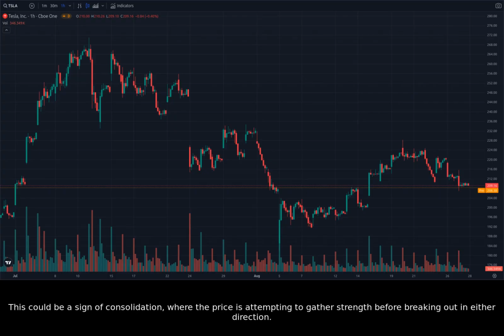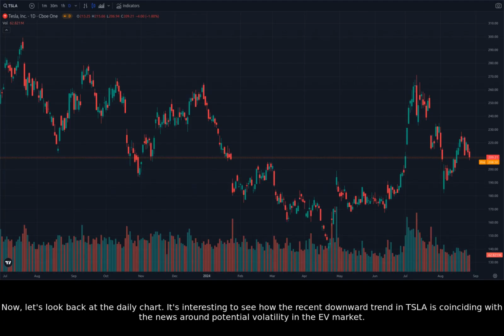This could be a sign of consolidation, where the price is attempting to gather strength before breaking out in either direction. If the price breaks out of this consolidation, it will likely move significantly, either up or down, depending on which way it breaks. Now, let's look back at the daily chart.